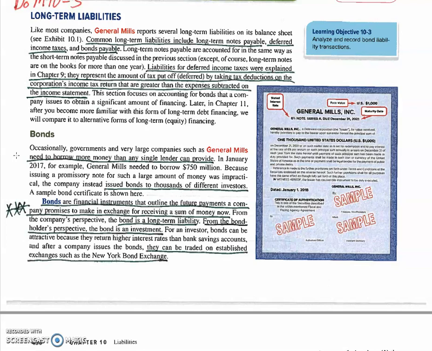So if it's a corporation or a government entity, they issue what are called bond certificates. So you see an example of what one looks like here. This is from General Mills, and 6% interest rate.